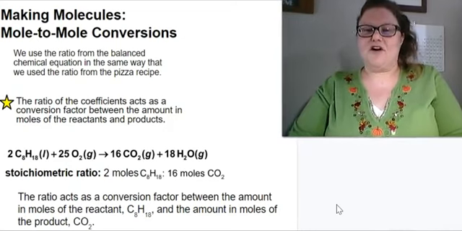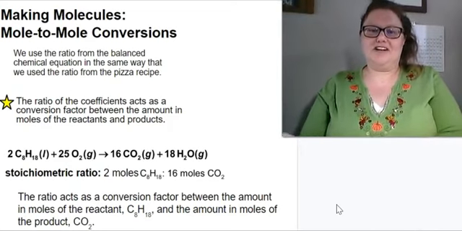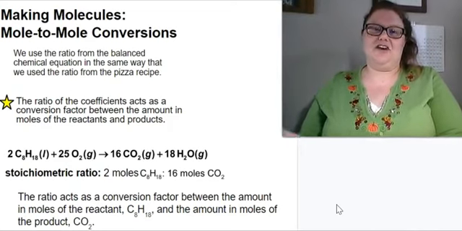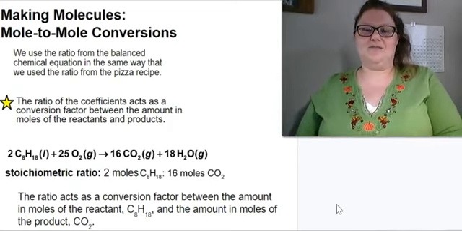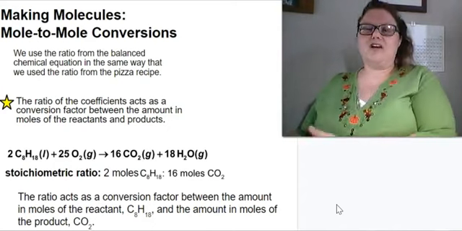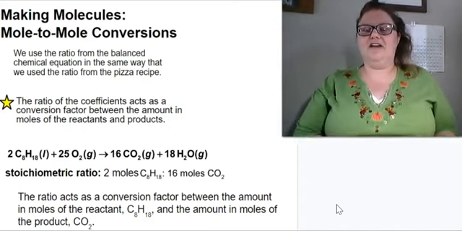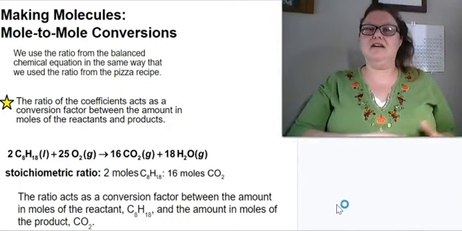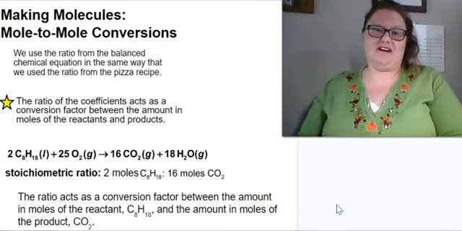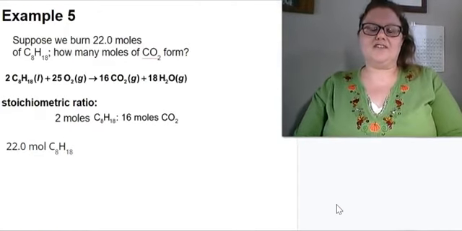Okay, I've starred something on this slide, so that would be something to really note. The ratio of the coefficients is going to act as a conversion factor between the amount of moles of the reactants and products. I can look at two products related to each other, I can look at the reactants related to each other, and I can do what I did with the pizza, look at a reactant and how much product I make in relation to each other. So let's go into an example.